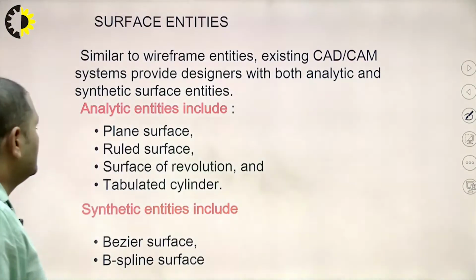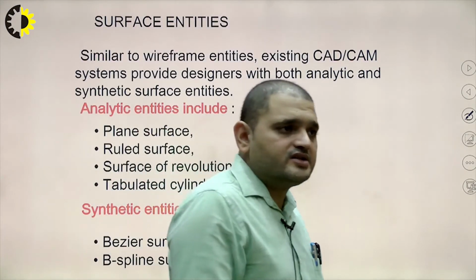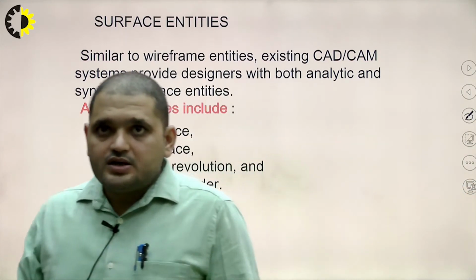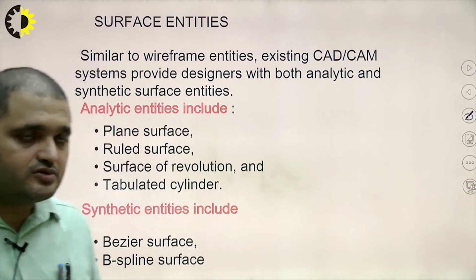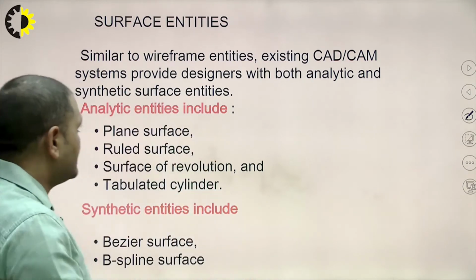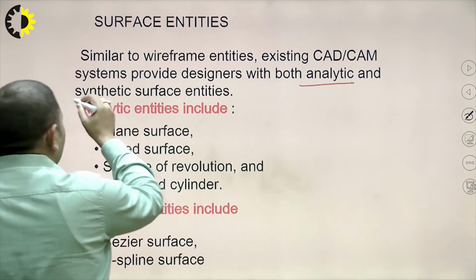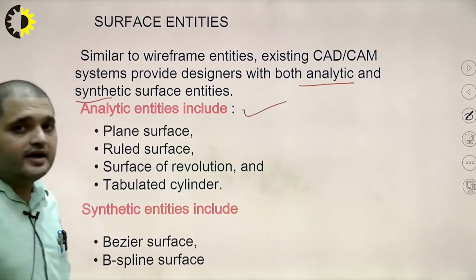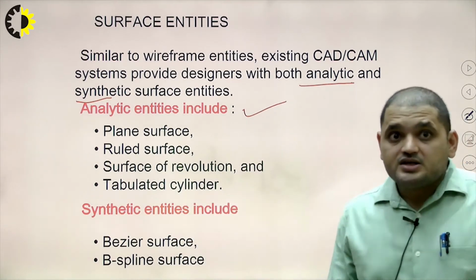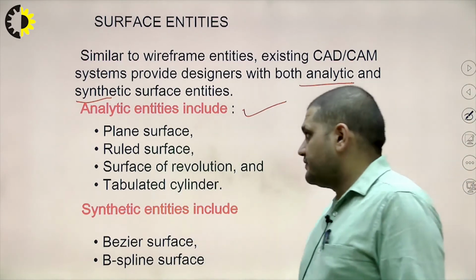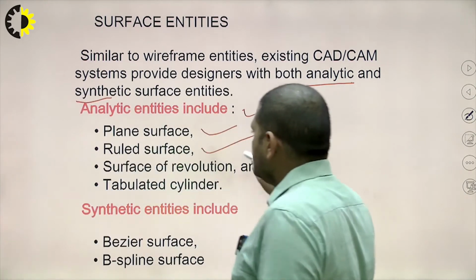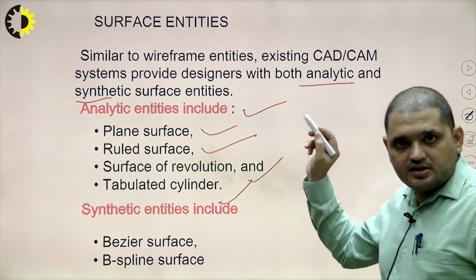Okay. So, surface entities are required to draw this surface model. Similar to wireframe entities, existing CAD/CAM systems provide designers with both analytic and synthetic surface entities. Now there are two types of entities, that is analytic and synthetic. First let's know about analytic entities. They include plane surface, ruled surface, surface of revolution and tabulated cylinder.